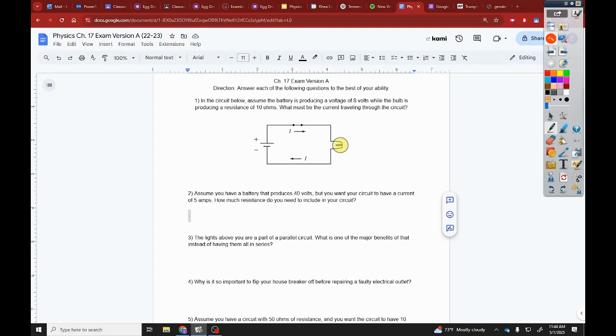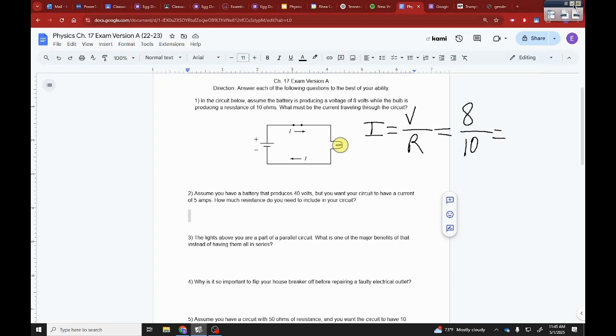Number 1. In the circuit below, assume the battery is producing a voltage of 8 volts while the bulb is producing a resistance of 10 ohms. What must be the current traveling through the circuit? This just boils down to the calculation of current, which tells us that the more volts we have, the more current we have, the more resistance we have, the less current we have. So that goes on the bottom. We had 8 volts and 10 ohms.